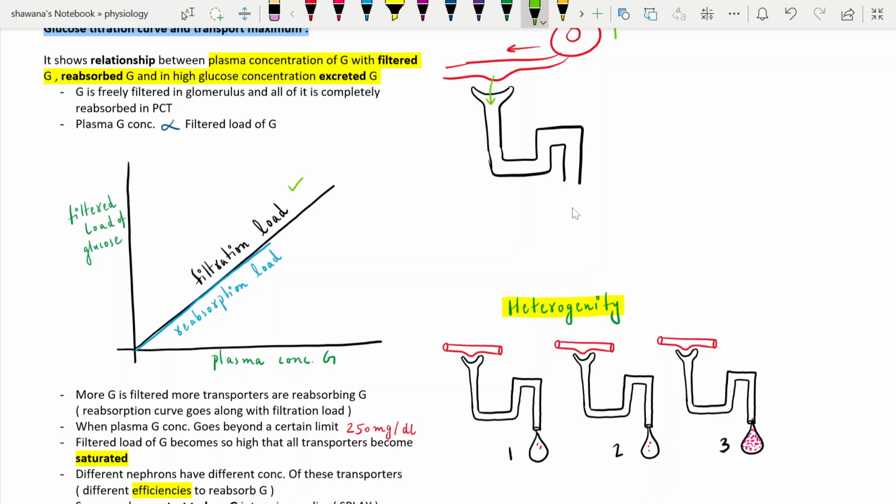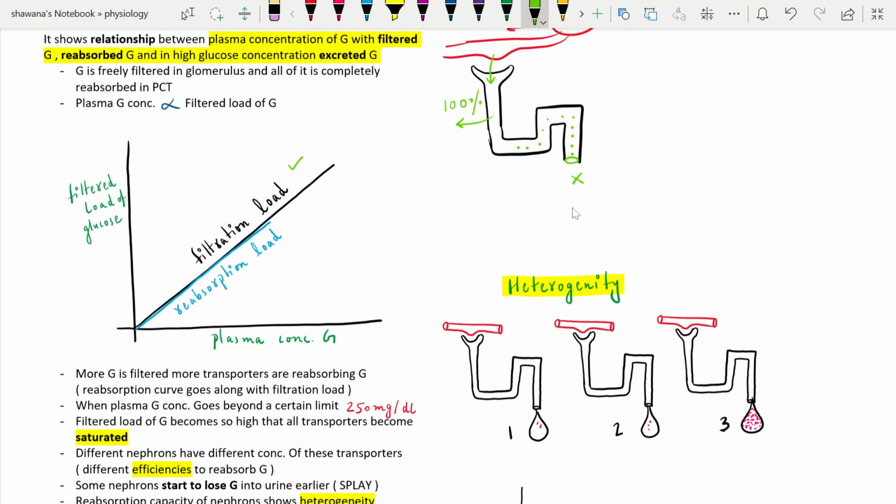And all of the glucose that is filtered is 100% reabsorbed, right? As you know, glucose is essential to our cells, so all of the filtered glucose is 100% reabsorbed, and we do not find any glucose proximal or distal to the proximal convoluted tubule. We find no glucose in the urine. There is no glucosuria in normal conditions. So the reabsorption load also follows the filtered load, because as the filtration increases, the reabsorption increases. So they are on the same line.